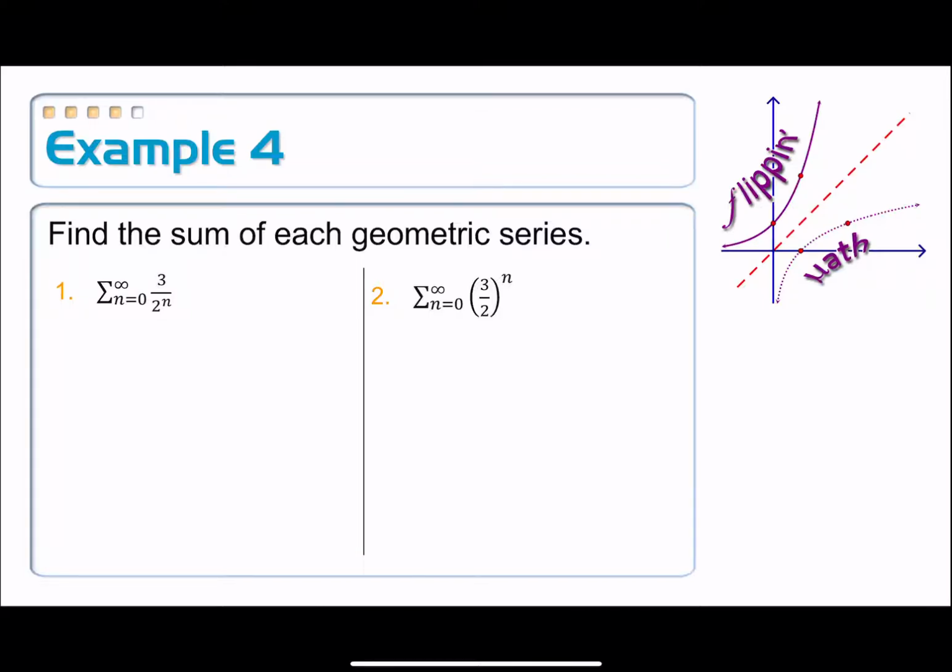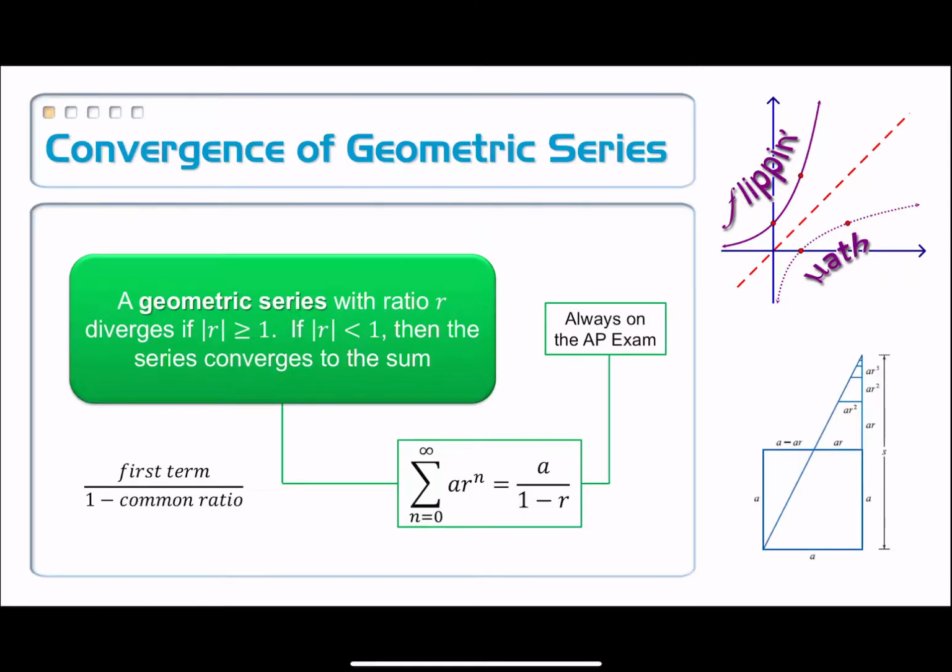On example 4, find the sum of each geometric series. All right, this is going to be so easy because we have conditions by which our geometric series converges, and we also know what the series is supposed to converge to, what the sum is, if it does in fact converge.